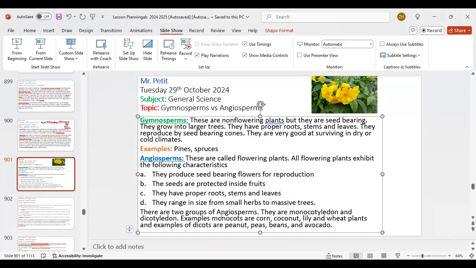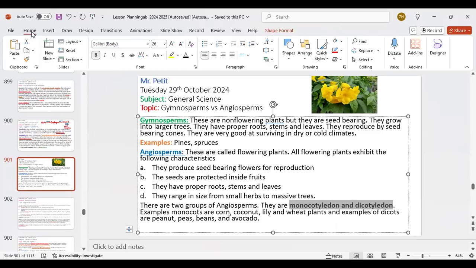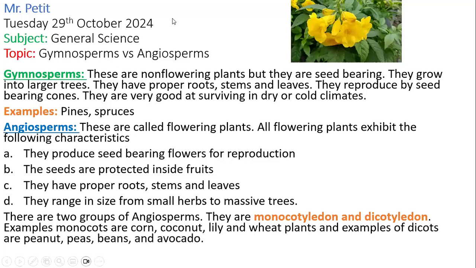All right, we'll talk about their unique differences next time. I'm not going to explain their differences now because that'll be too long. But for now, just know that there are two different types of angiosperms, monocotyledon and dicotyledon. There are two, and both of them are still angiosperms.